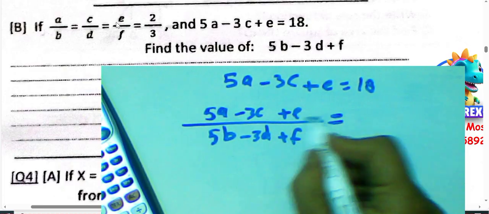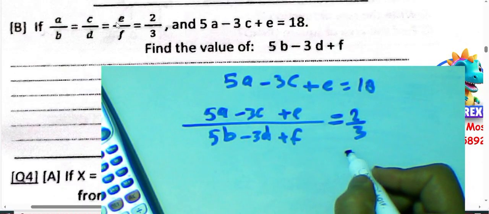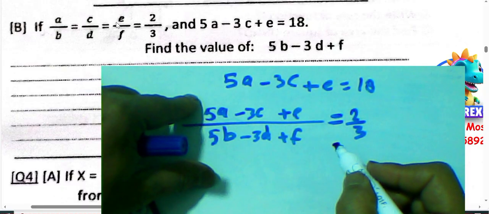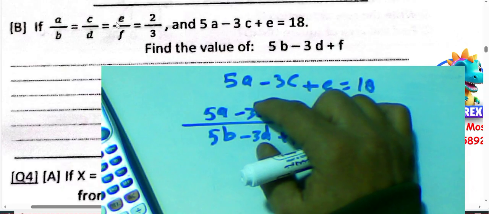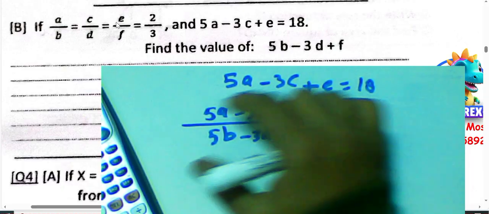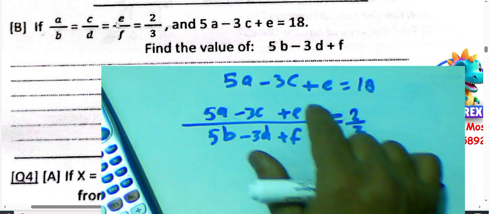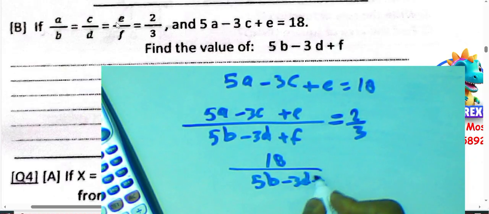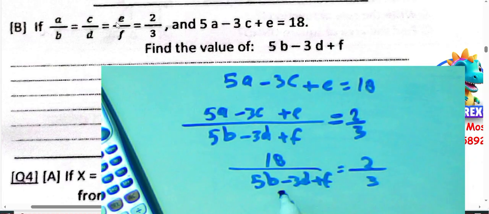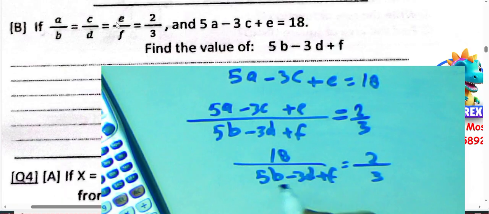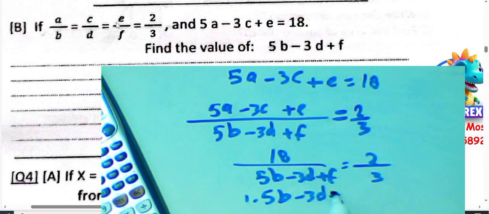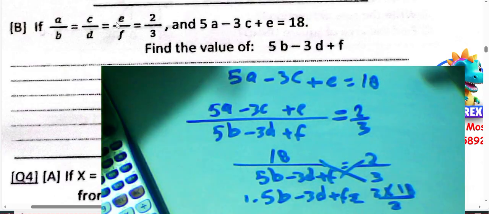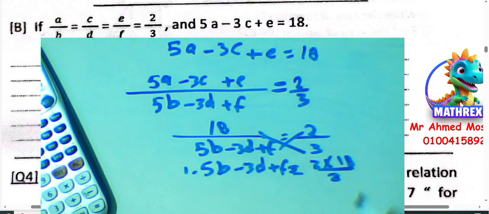Okay. If we collect together, it will be 2 over 3. It's proportional. First proportional product by 5, numerator and denominator, and second proportional product by negative 3, and third proportional product by 1, and add together. The result will be 2 over 3. He gave me the answer about numerator equal 18. Then 18 over 5B subtract by 3D plus F equal 2 over 3. Then we can find the unknown here, 5B subtract by 3D plus F equal 3 times 18 divided by 2. 18 divided by 2, 9. 9 times 3 equal 27. Then the answer will be 27.